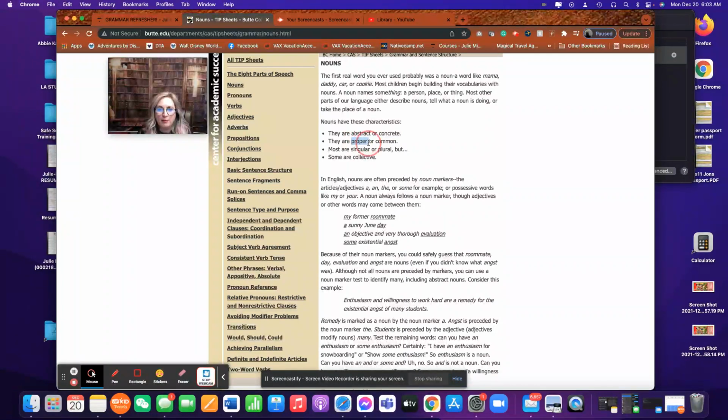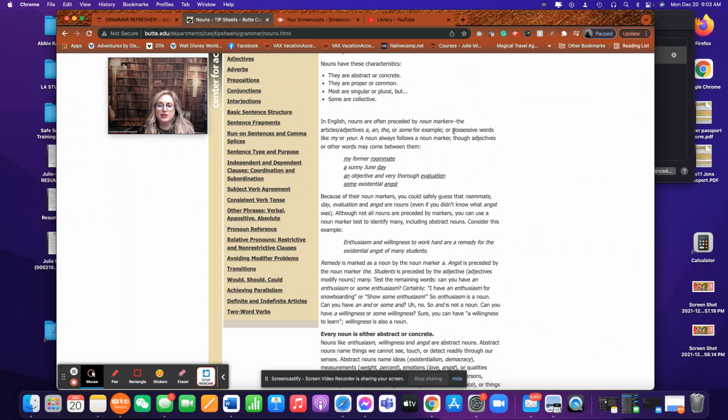We talked about proper and common. Proper are names. Common are things that are not names. We go to school. That's a common noun. The proper noun is we go to Livingston Academy. That's the name. Most are singular or plural, but some are collective. We'll talk about that.